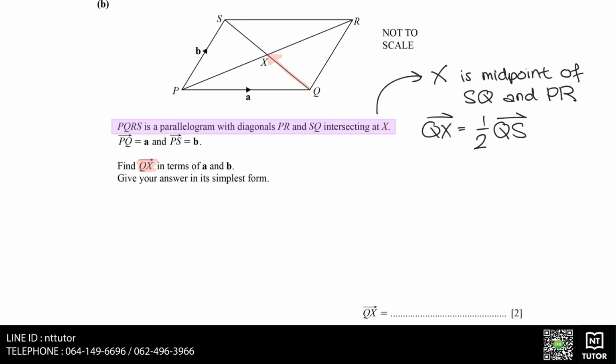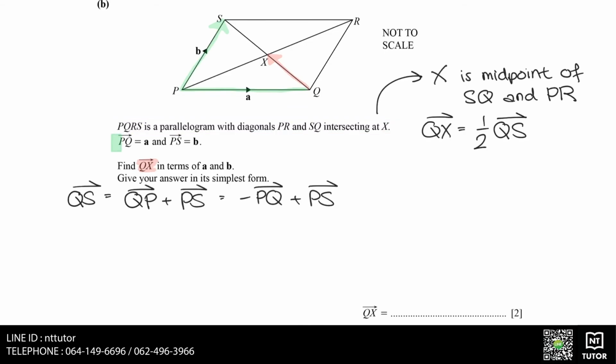Vectors don't care about how you get there as long as the beginning point and the end point are the same. So we can go from Q to S by going to P first, then from P we go to S because we know the vectors for this pathway. So vector QS equals QP plus PS, which equals minus PQ plus PS, which we know the values for. Therefore, vector QS is equal to minus a plus b.